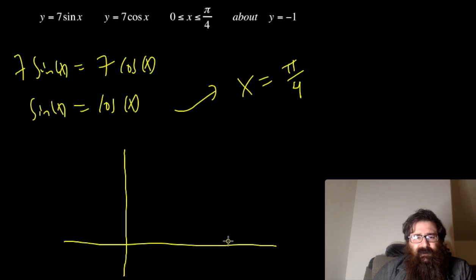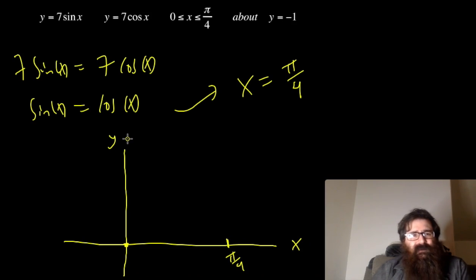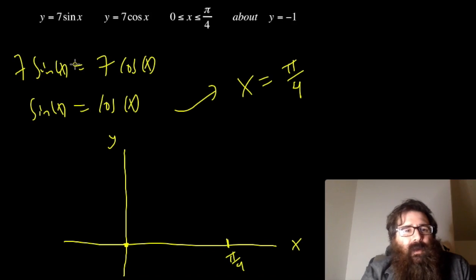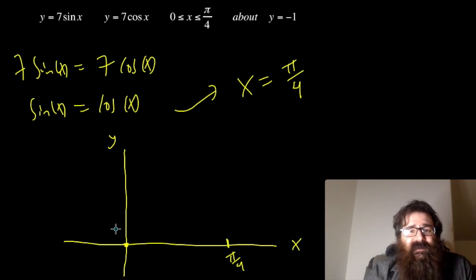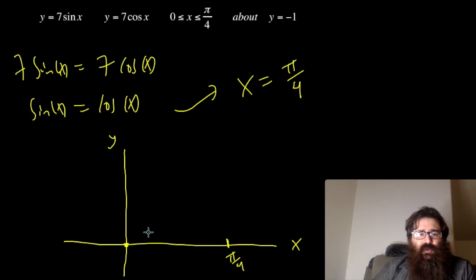So let's say pi over 4 is out here, 0 is of course here. I've got the x-axis, the y-axis. And now I want to graph 7 sine x and 7 cosine x. Let me start with 7 sine x. Now the sine function in general starts at 0 and then creeps up to the height of its amplitude, and it would reach that at pi over 2. So it's not quite going to get there, but it's going to start that process.